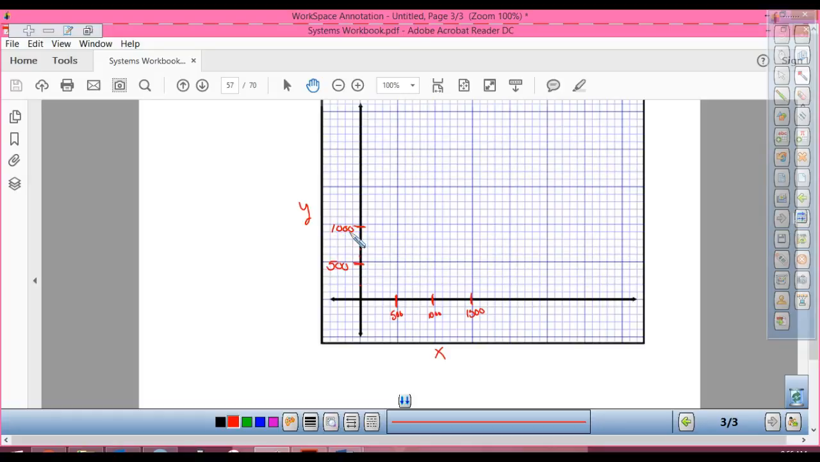Okay, so what was my first point that we found? 1,500, comma, 0. So that's right here, right? So we need that, and then we're going to label it. 1500. And what was our other point? 1,000. I'm going to put a point at 1,000. And that's 0, 1,000, right? And we can draw our line.